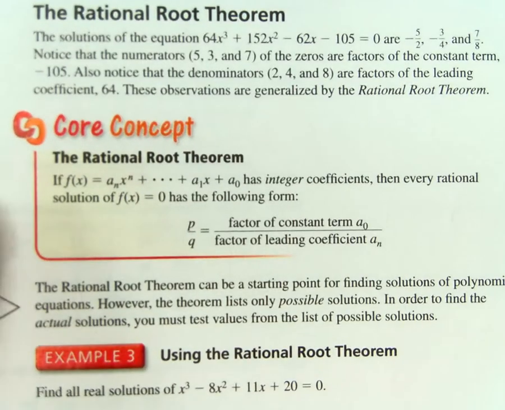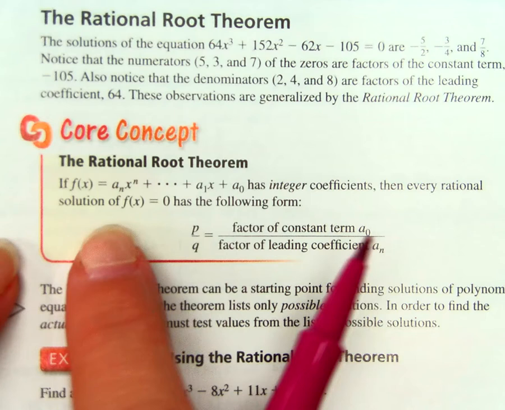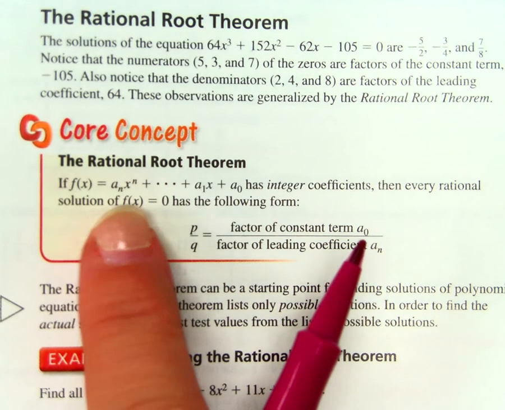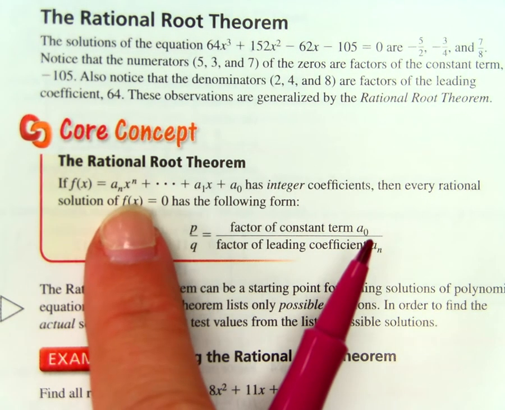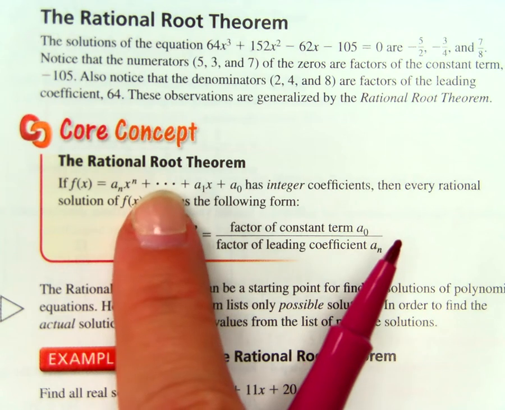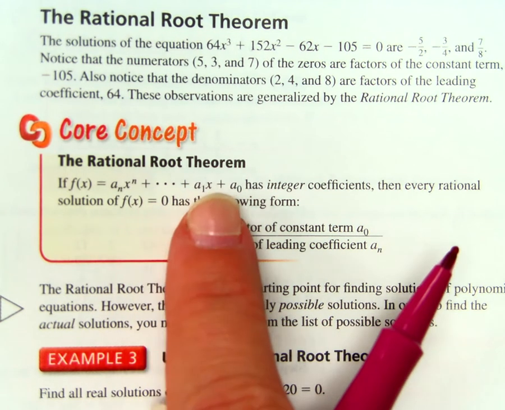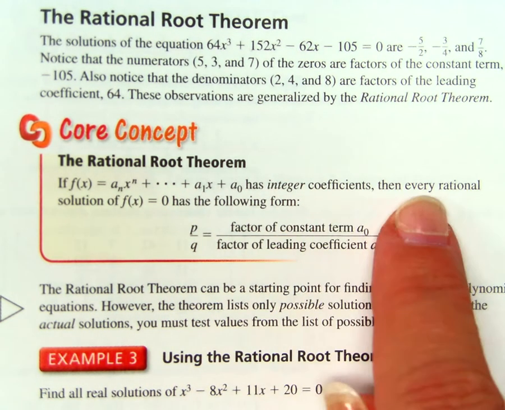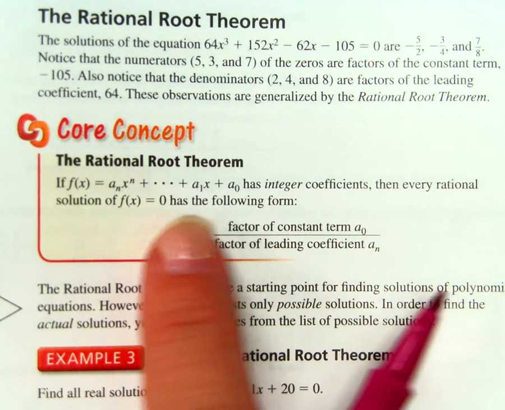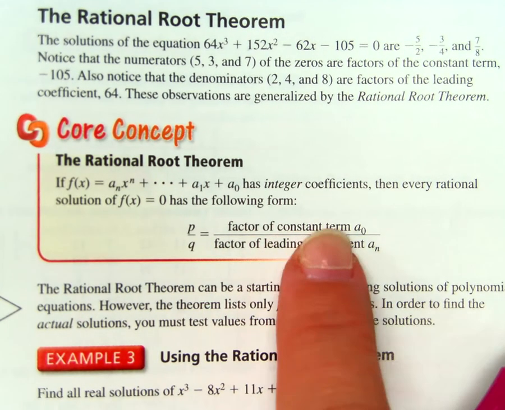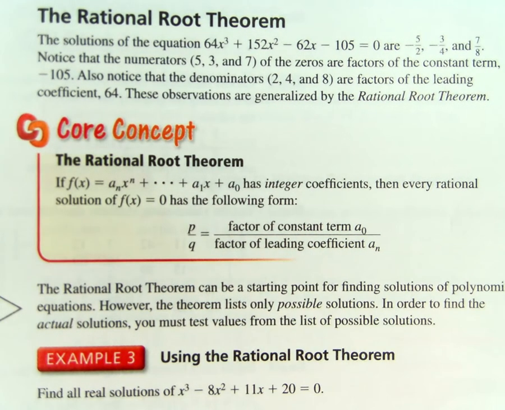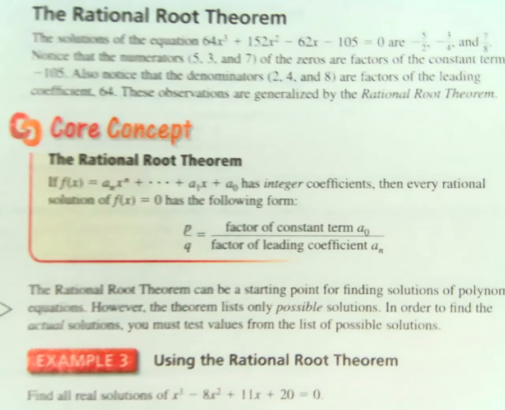See where it says core concept? Rational root theorem. If f of x equals a sub n x to the n plus dot dot dot plus a sub 1 x plus a sub 0 has integer coefficients, then every rational solution of f of x equals 0 has the following form. That's the rational root theorem. It's actually a pretty important theorem. But let me please translate it into English now.